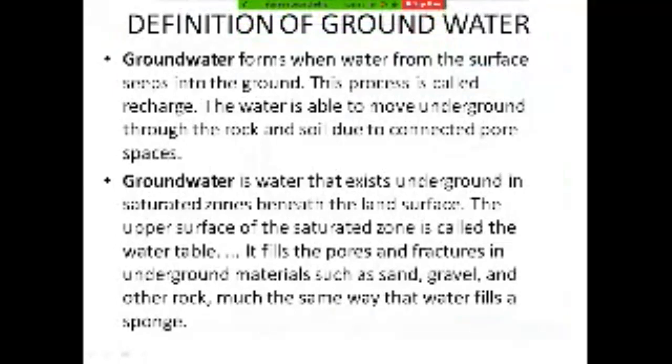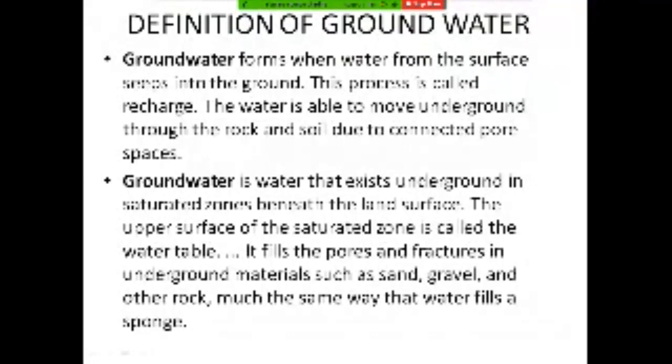Now definition of the groundwater. Groundwater forms when the water from the surface sinks into the ground. This process is called recharge. So this water which percolates into the soil or the ground, this process is called as a recharge. We are bringing it out through the bore wells, but again, the rain water which is percolating into the soil is recharging those aquifers. That's why we are able to get the water every day when we switch it on. We are using it for the different purposes.